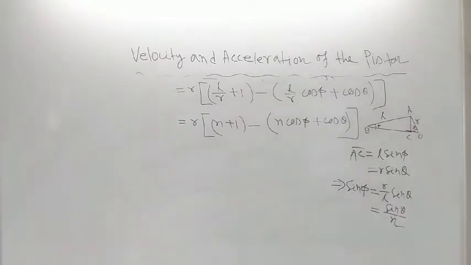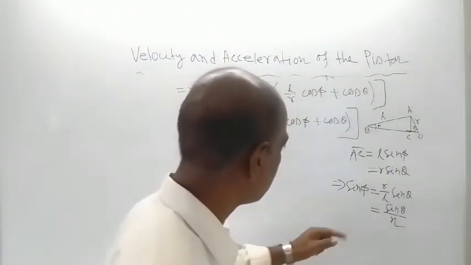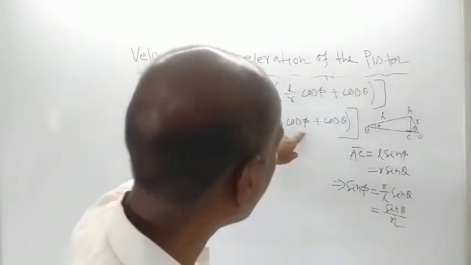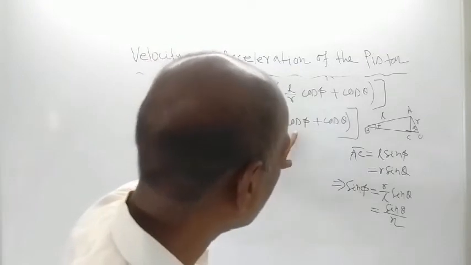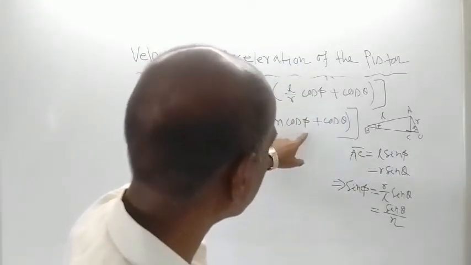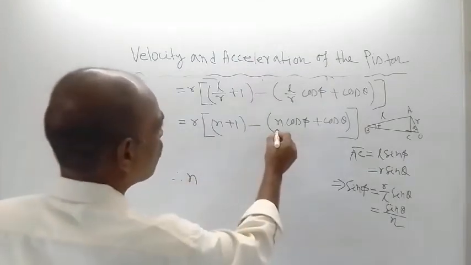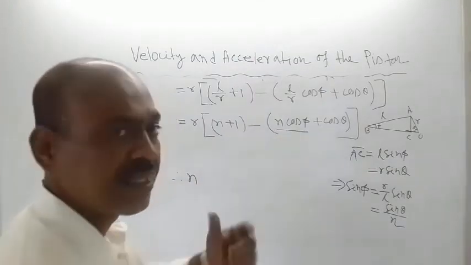I need to check every now and then whether everything is visible or not. So sin phi is equal to sin theta by n. And here we can see that cos phi was there. So cos phi is how much? n cos phi is there. Therefore, n cos phi, our requirement is to get the expression for this in terms of theta.